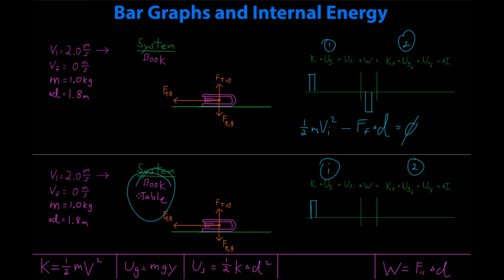If the table is part of my system, I can actually keep that energy in my bar graph. In other words, if I took the book and slid it back and forth for a while, the table would become warmer. That's evidence that the energy is being transferred into the table itself. Since this accounts for all my energy, I don't have to worry about work. Since the table's in my system and the energy went into the table, the energy did not leave my system.